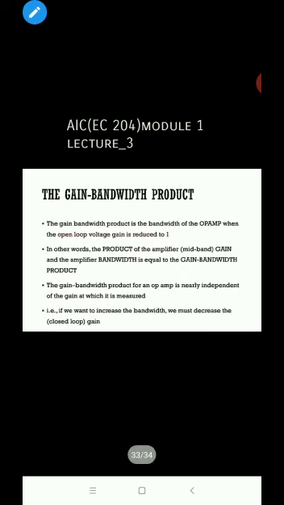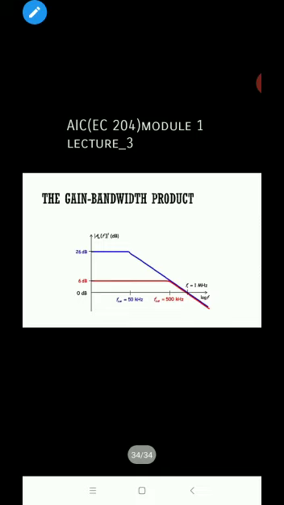Now the gain bandwidth product. The gain bandwidth product is the bandwidth of the op-amp when the open loop gain is reduced to 1. That is called the unity gain bandwidth. In other words, the product of the amplifier midband gain and the amplifier bandwidth is equal to the gain bandwidth product. The gain bandwidth product for an op-amp is nearly independent of the gain at which it is measured. That is, if we want to increase the bandwidth, we must decrease the closed loop gain. Here the graph shows the gain bandwidth product, the bandwidth at which the gain reduces to 1.